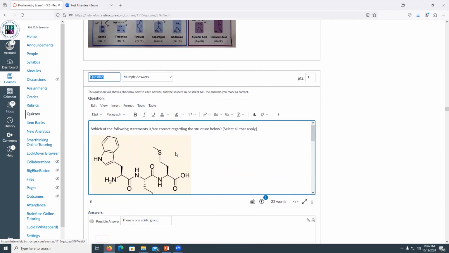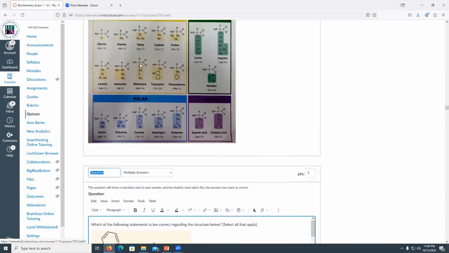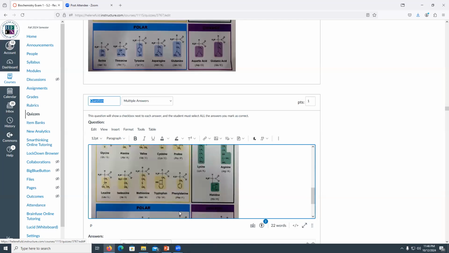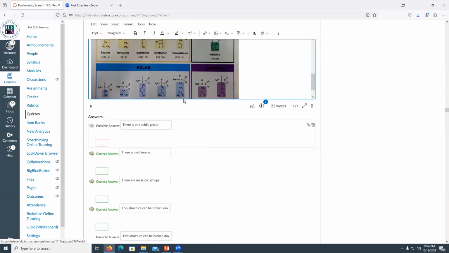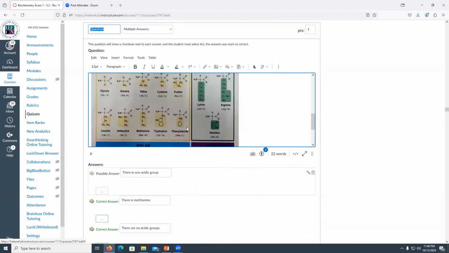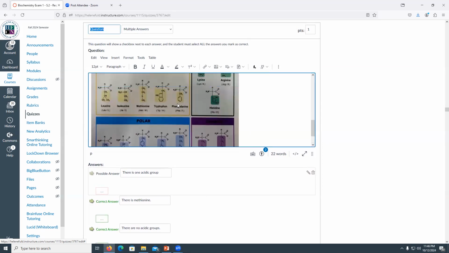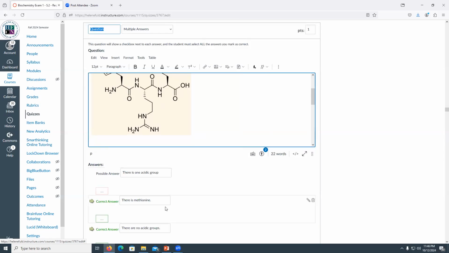There's methionine. So let's go look at what methionine looks like. This is methionine: two carbons, S, and a third carbon. You see, two carbons, S, and a third carbon. Yep, that's perfectly true. There are no acidic groups. We saw that there were no acidic groups, so that's true.